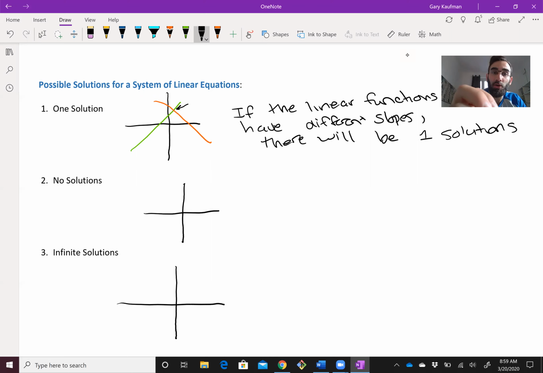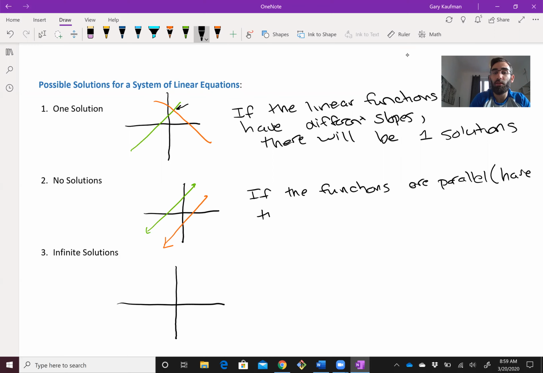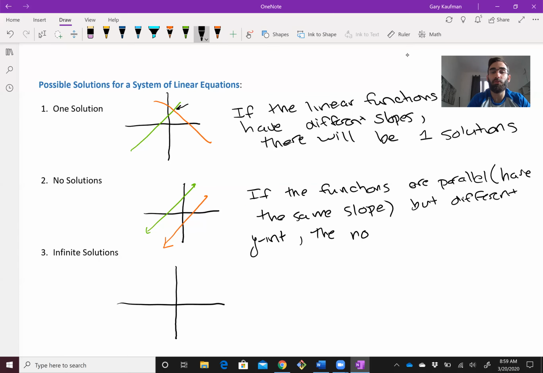Well, what we just saw with no solution is if the functions are parallel, have the same slope, but different y-intercepts, and you're going to see that in a second, then no solution exists.